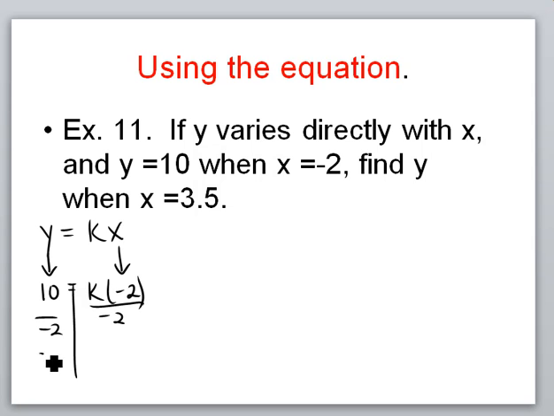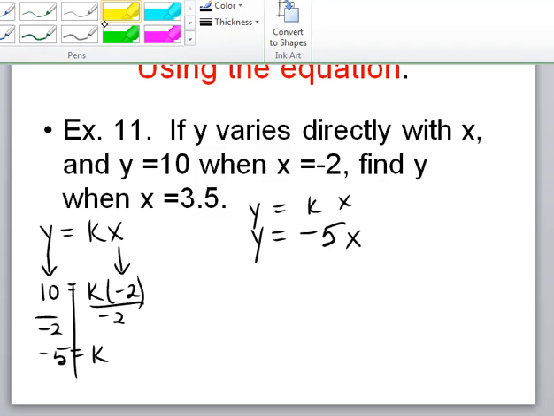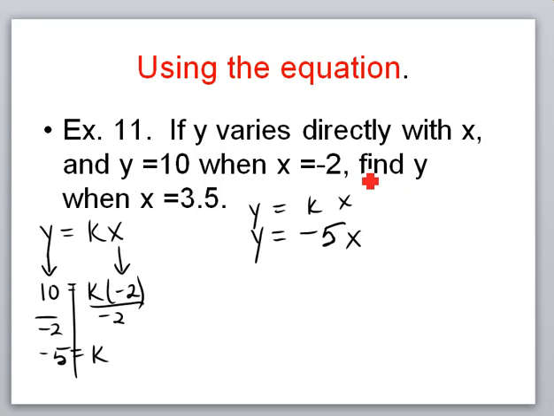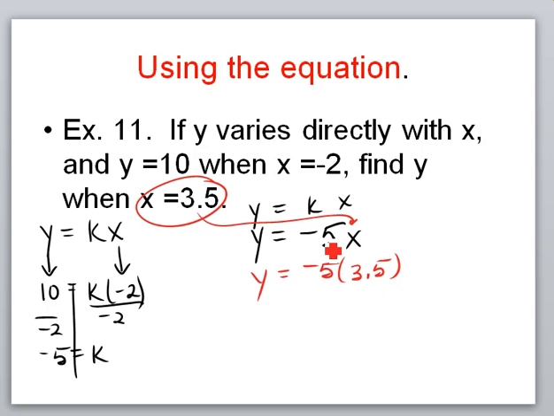Once I have my constant, I can write the general form for the direct variation. y equals kx, so k was negative 5. Now the last question I am able to figure out. Find y when x is 3.5. I'm going to plug 3.5 in for x. So I have negative 5 times 3.5, and that will give me my y value. So 3.5 times 5 gives me negative 17.5.